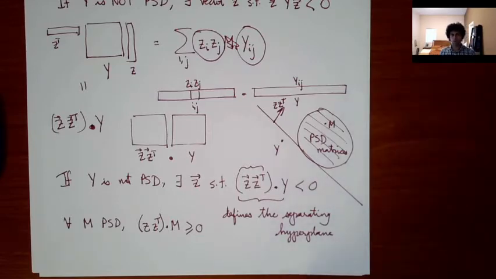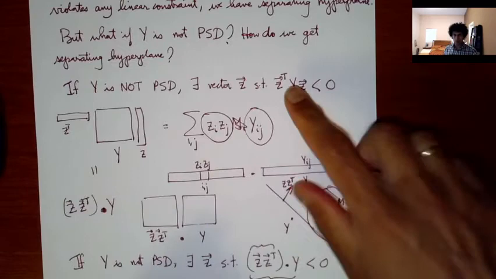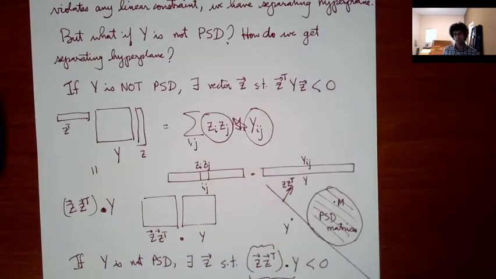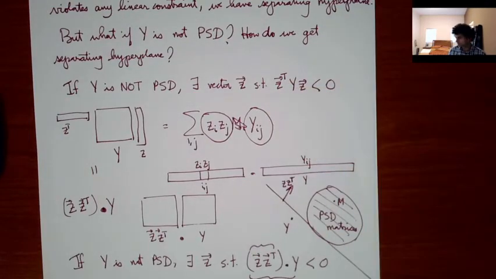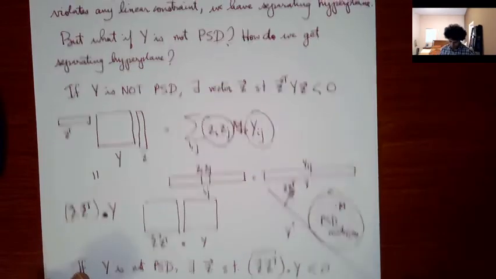So what do we know if it's not PSD? What do we know about the eigenvalues? There should exist a negative. Exactly. Good. So there should exist a negative eigenvalue. Can you now find some vector so that Z transpose YZ is less than 0? Oh, it should then just be the corresponding eigenvector. Exactly. The corresponding eigenvector will give it to you. Exactly. Right?